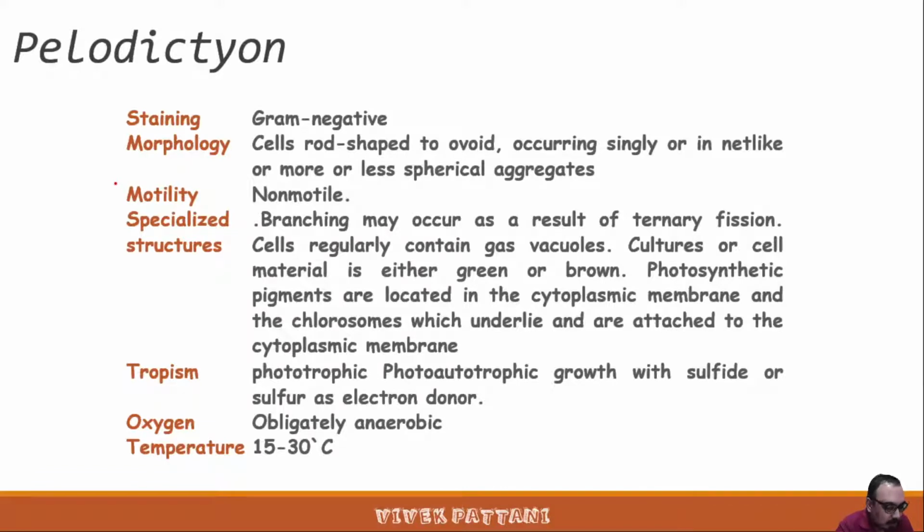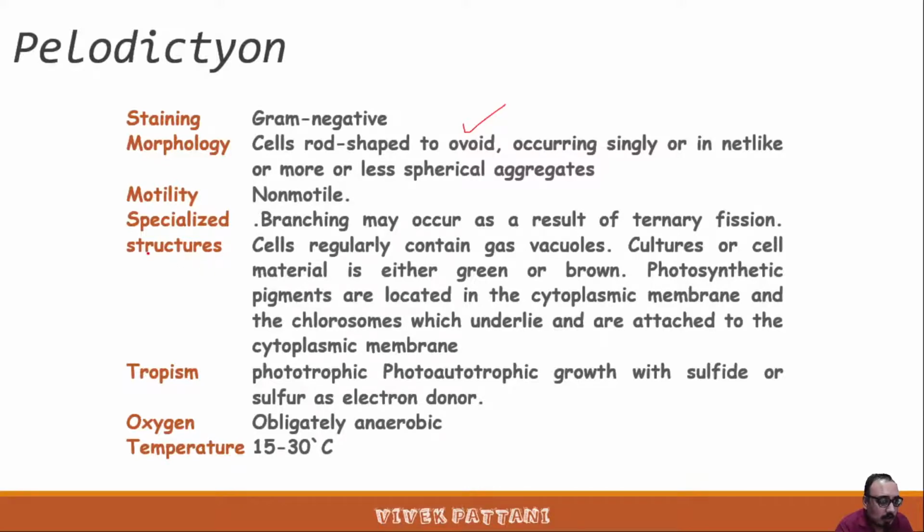Now the next bacterium of the same phototrophic group is Pelodictyon. Gram negative, cells are rod to ovoid and occur singly or in net-like or more or less spherical aggregates. In motility, they are non-motile, and in specialized structures, branching may occur as a result of ternary fission.